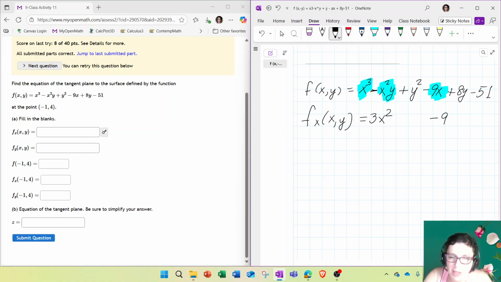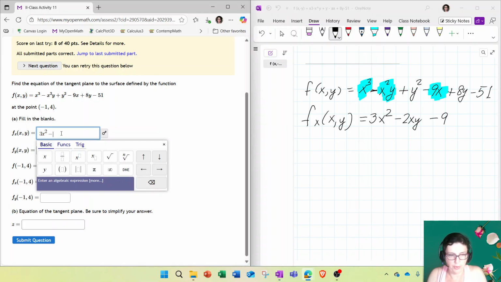But what about that mixed term, x squared y? Think of y as being a number. How would you take the derivative of something like 5x squared? What would you do with the 5? You would keep it, because it's a constant multiple, and multiply it by 2x. Same thing here. You have y times x squared, so you keep the y and multiply it by 2x. So this would be -2xy. Okay, so that would be the partial with respect to x.